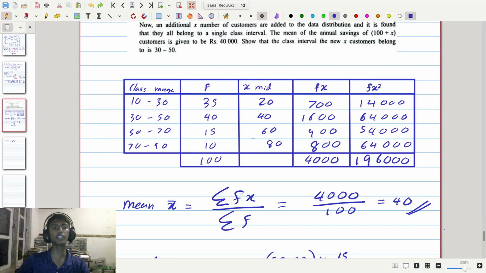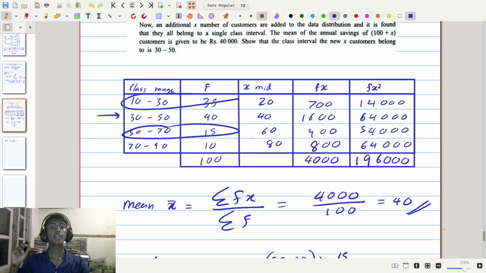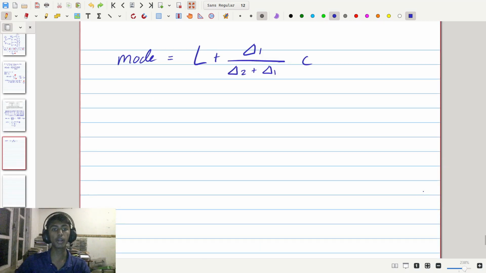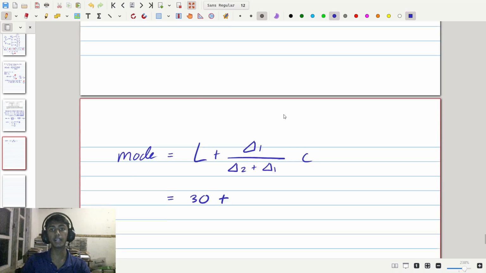After doing this, what we do is consider the classes around the modal class: the class that is below the modal class, which is this class right here, and the class that is above the modal class right here. The lower bound of the modal class is considered the capital L value, which for this distribution is going to be 30. So if we go down here, we can say this value of L is in this case 30. So we have 30 plus, and then we have delta 1, delta 2, and C.